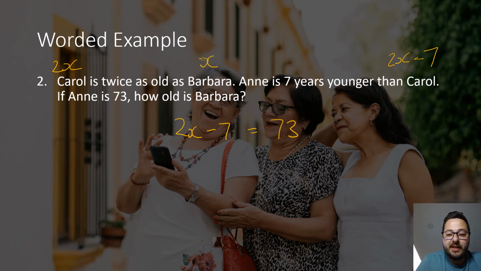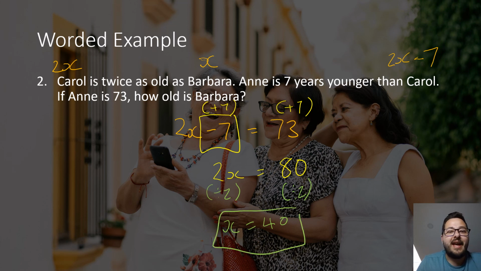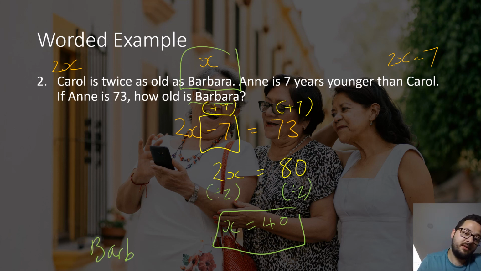And then we can just solve this equation. So let's get rid of this minus 7 first. Let's add 7 to both sides. So we're going to end up with 2x is 80. And then we want to divide by 2 on both sides. And we're going to end up with x is 40. Okay, now is that the answer? Well, yes, because we want to know how old Barbara is. And Barbara is x. So Barbara is 40 years old.